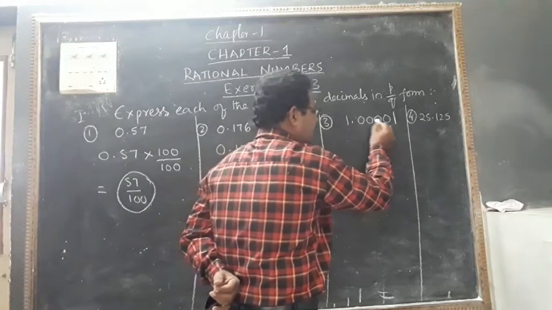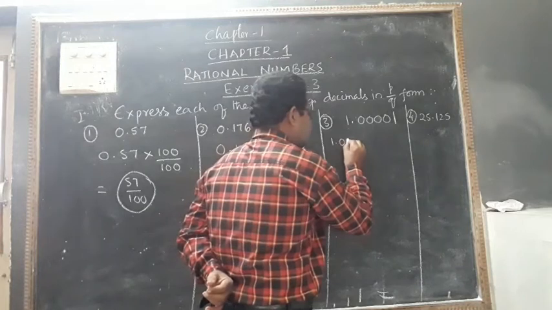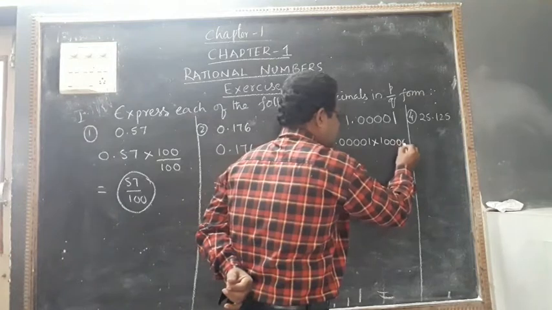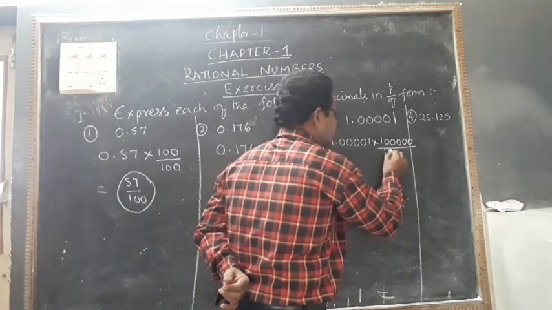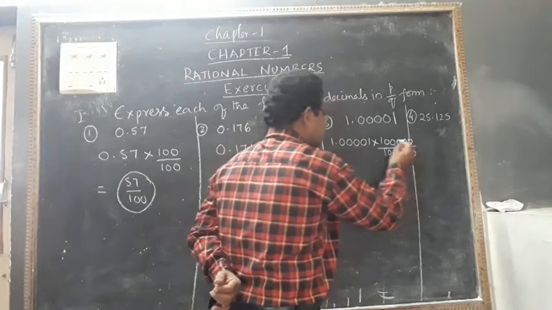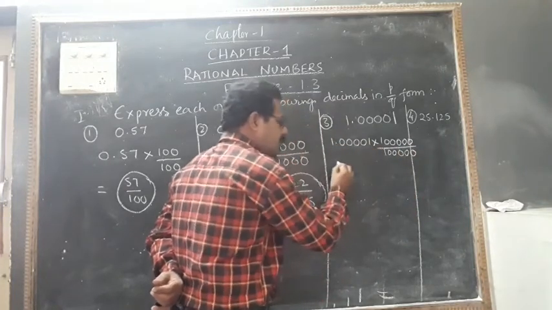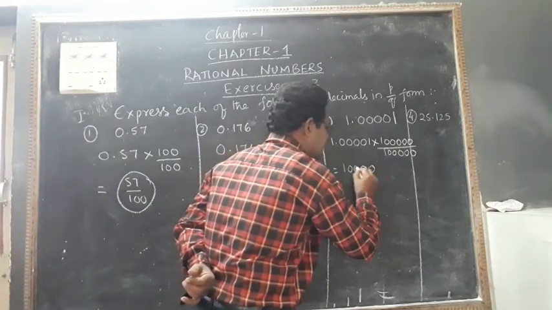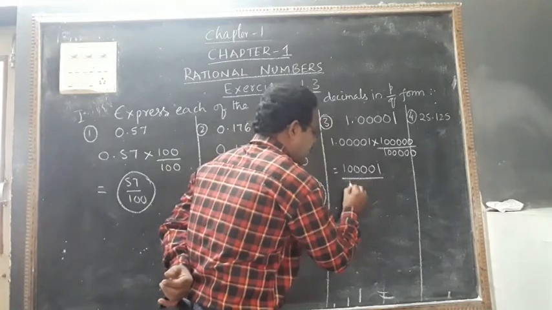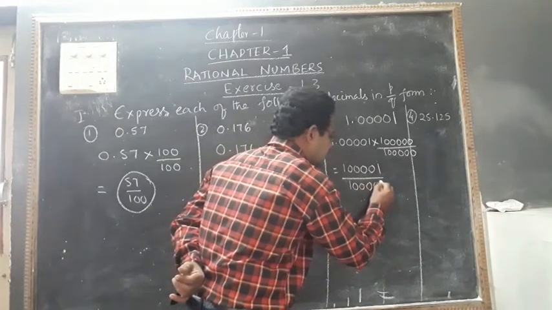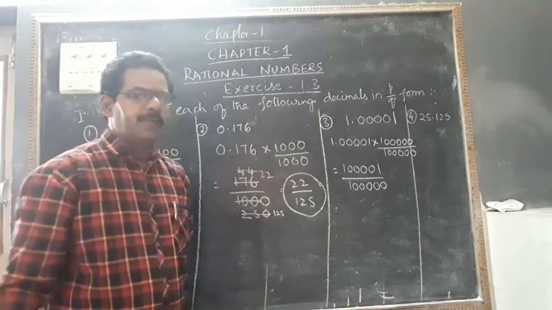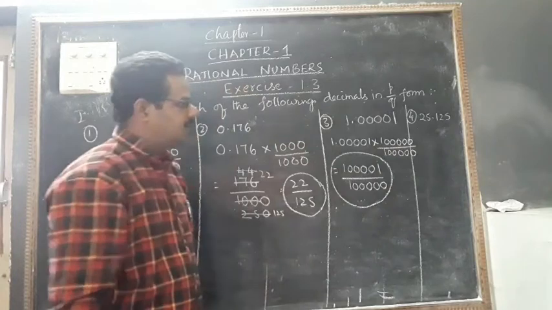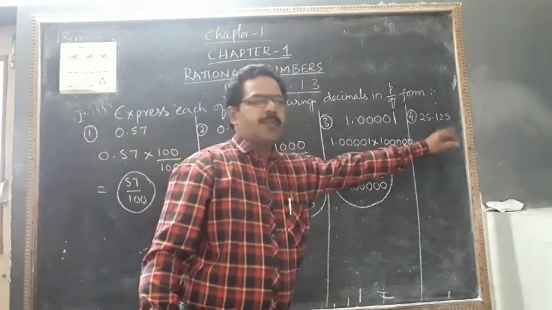Coming to the third one, here 1.00001. After the decimal 5 digits are there. So 1.00001 into 5 zeros, 1, 2, 3, 4, 5 zeros. Multiply with 5 zeros and divide with 5 zeros. Then the decimal will be jumping 5 places. We get 100001 divided by 100000. Okay. This is the p by q form of the third sum, that is 1.00001.